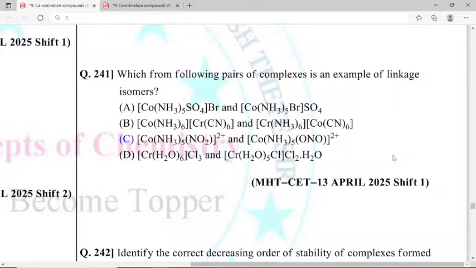Which of the following pairs of complexes is an example of linkage isomers? So what type of linkage isomer? Nitro-nitrito are the linkage type of isomers. Same case as cyanide and isocyanide. Isothiocyanate and thiocyanate are also there. Nitro-nitrito is linkage isomerism. Ambidentate ligands contain this.